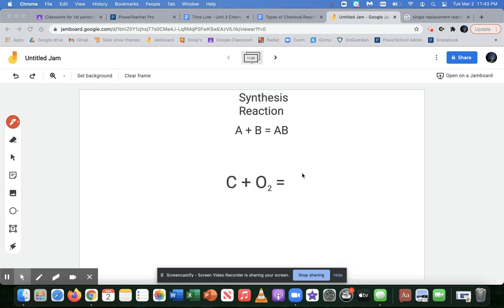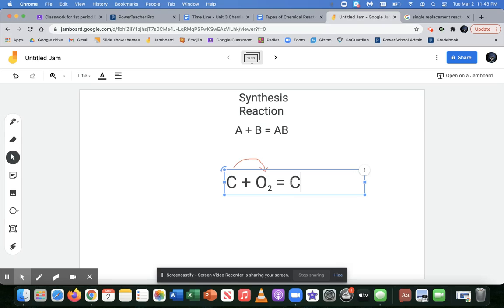So in a synthesis reaction, you're taking one element and another element, you're squishing them together, they form a compound. So for example, if I have carbon and oxygen in a synthesis reaction, I'm going to take this carbon here, I'm going to squish it together with the oxygen here, and what I'm going to get is CO2, just like that. And that's it. It's just A plus B equals AB.